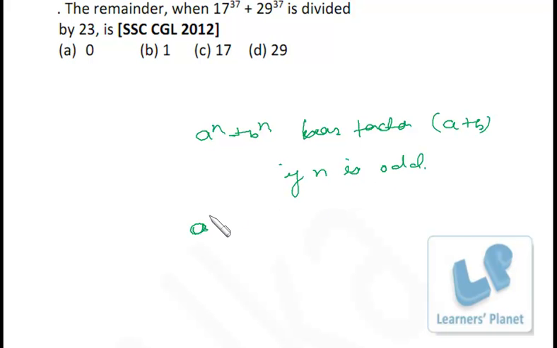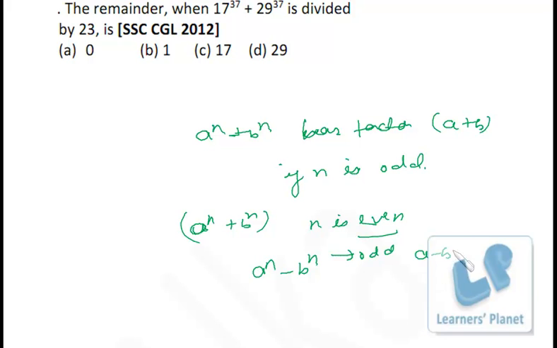So a raised to n plus b raised to n, if n is even, there may be various factors, but we are not so sure about a plus b, right? But in case of a raised to n plus b raised to n, if n is odd, for sure a plus b will be a factor. Similarly, for a raised to n minus b raised to n, if n is odd, then for sure a minus b will be a factor, right?